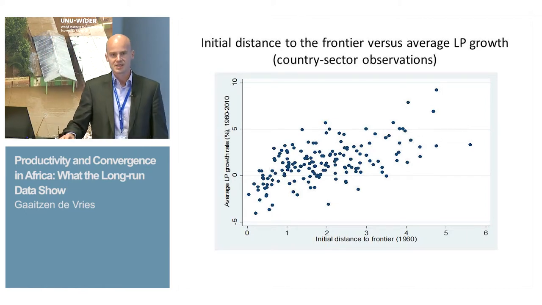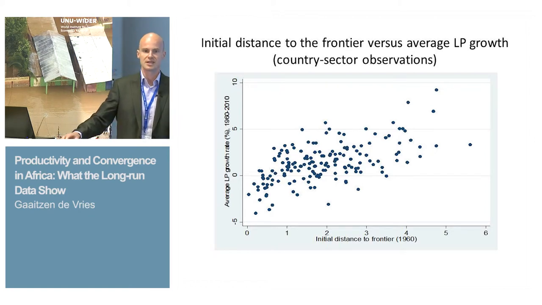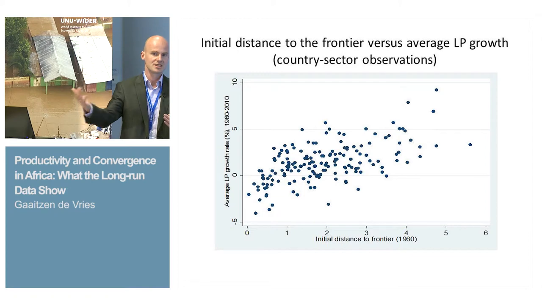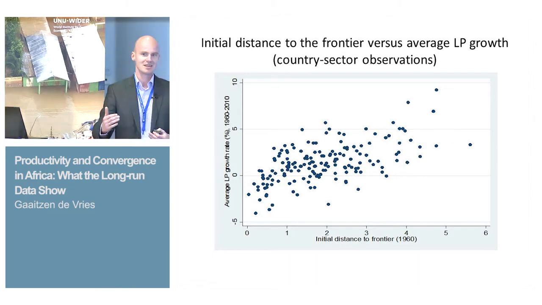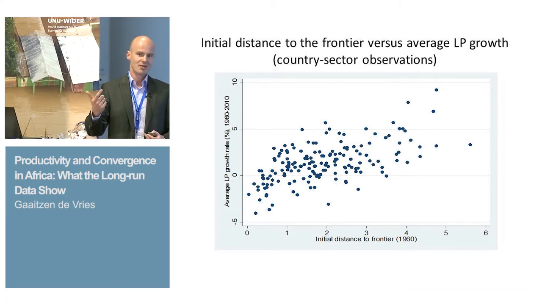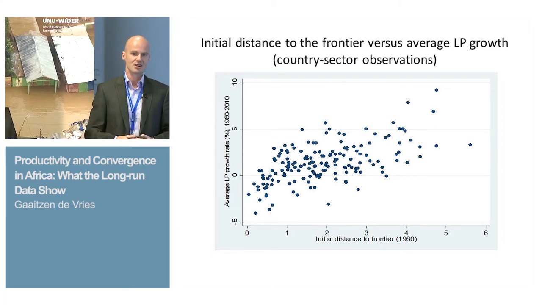So the frontier is measured by the U.S. You have the sectors in the U.S., their productivity level, and you have the productivity level of each of these country sectors in these developing countries. Say agriculture in Tanzania, or mining in India, or any of these country sectors. And you translate the value added to international US dollars using sector-specific PPPs.